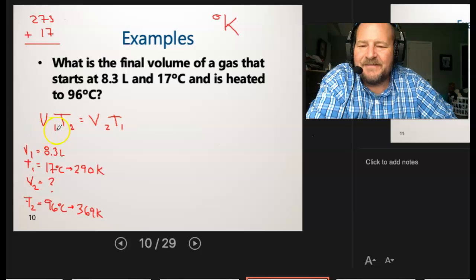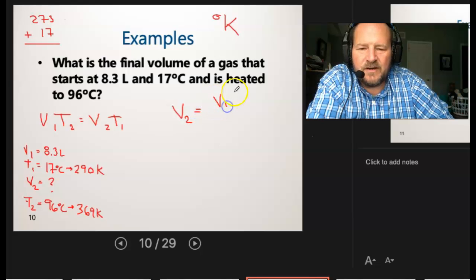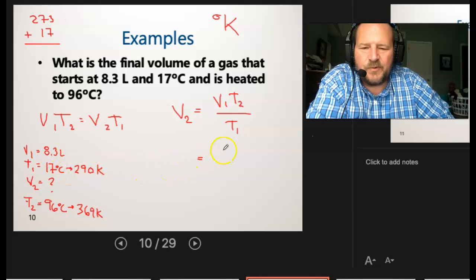All right. V1 T2 is equal to V2 T1. We're looking for V2. So V2 then is going to be equal to V1 T2 divided by T1. Now I'm going to plug and chug these in. We got 8.3 liters. We're going to multiply that by T2, which is 369 Kelvin.